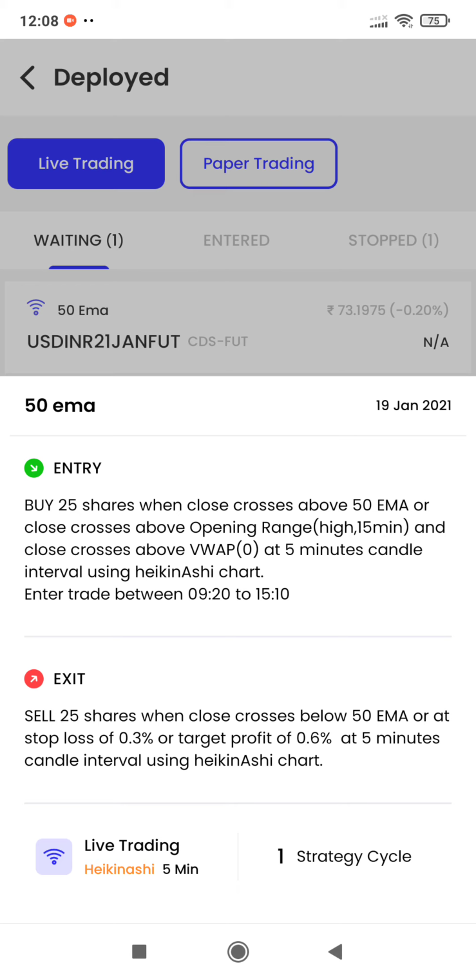So these are automatic buy sell conditions. The trade will be placed automatically. The exit conditions are for the 25 quantity of USD futures: if the USD future crosses below 50 EMA, or at a stop loss of 0.3%, or target profit of 0.6% at 5 minutes candle interval using Heikin-Ashi chart. So my risk reward would be 1:2.